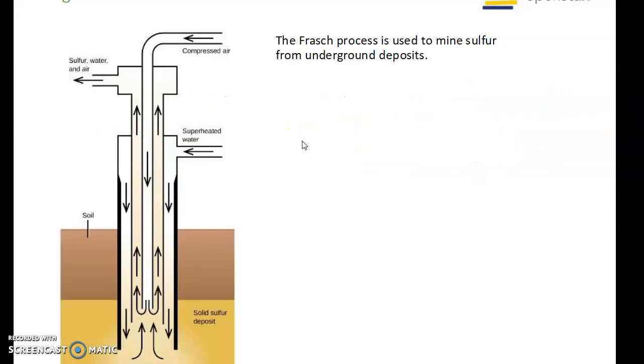There are places where you can still go in and mine it, and that's the Frasch process right here. This is for underground deposits. It injects material in there. Compressed air goes down, okay, heats it up, and superheated water goes in as well, and that pulls that sulfur, water, and air out in these chambers right here. So that's the Frasch process.